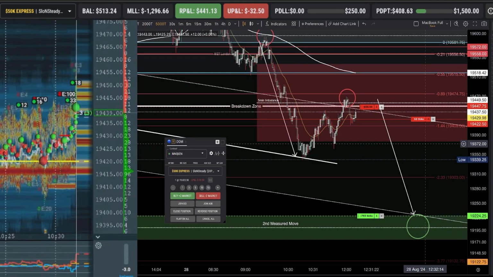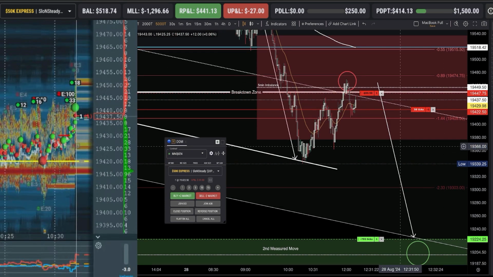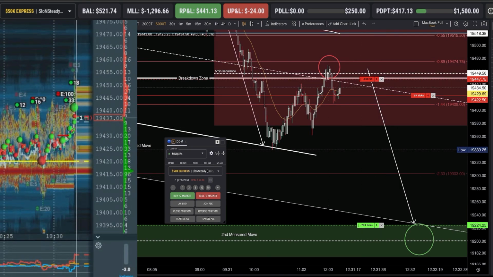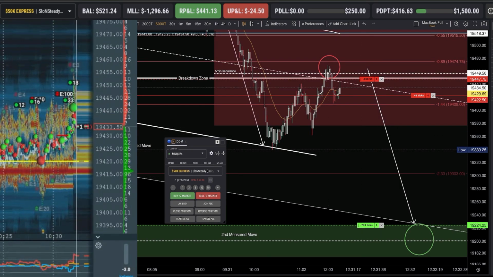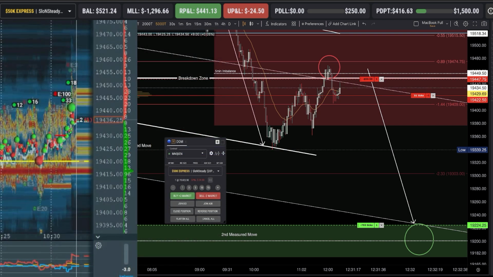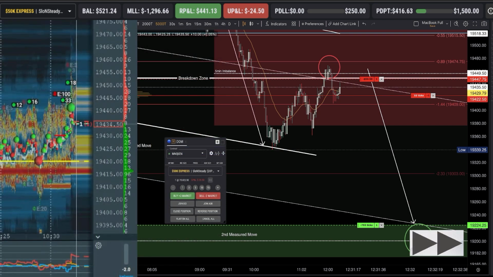Okay, so we're getting pretty close now to 440 again. This is where I would definitely want to add more if we wick and fail here. So we'll take a look at that opportunity. NVIDIA did pop, it had a little pop there, almost back to the top of its range. So I'm just looking to see if we can get a failure at that range.